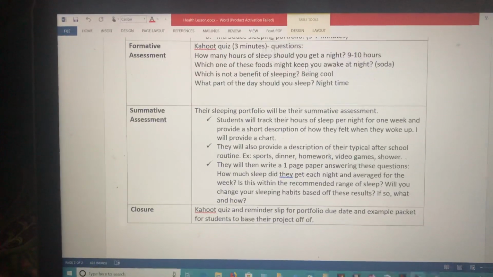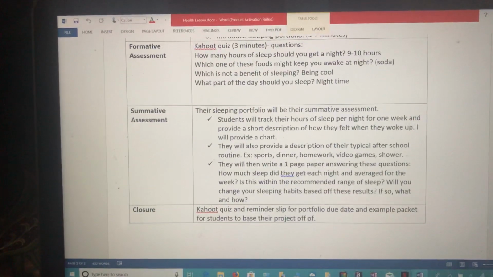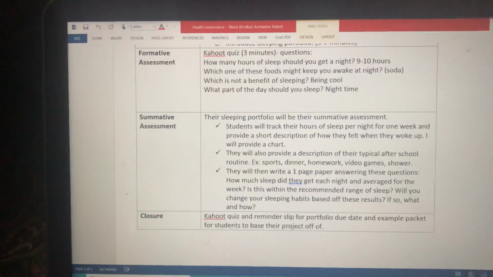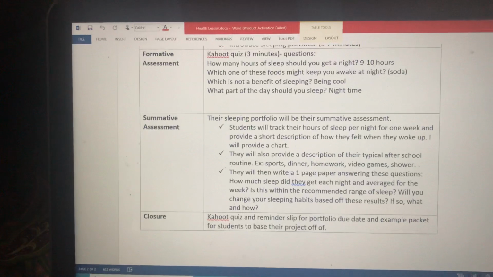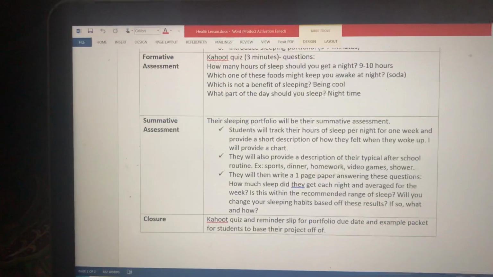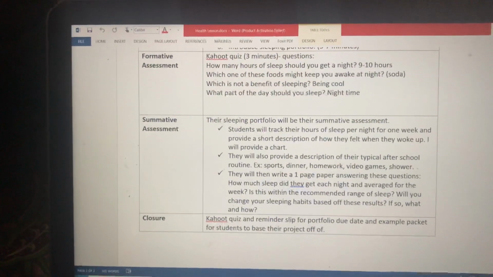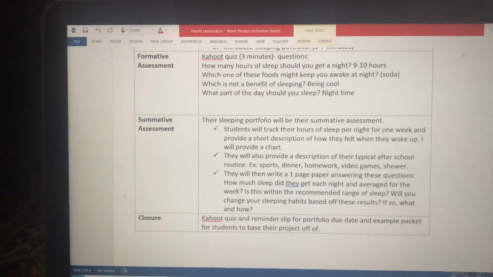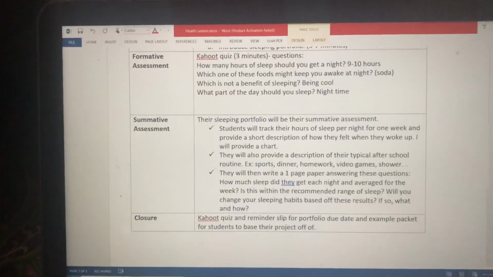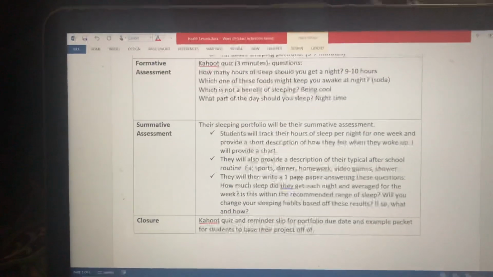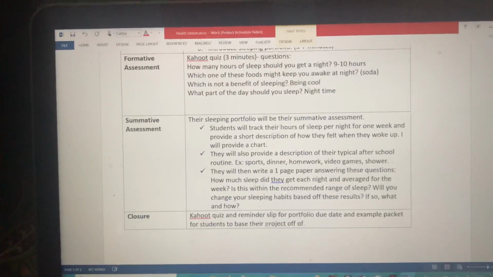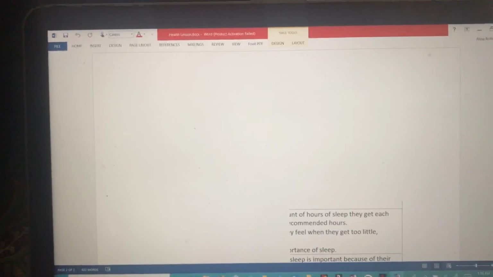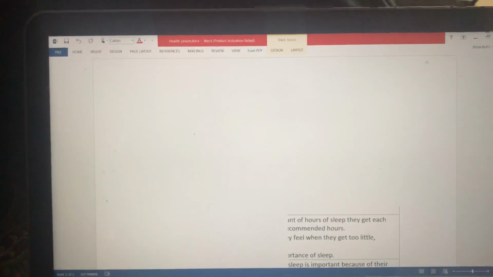And finally, they'll write a 1-page paper answering the following questions: how much sleep did they get each night and on average for the week, and is this within the recommended amount of hour range for sleep for their age, and will you change your sleeping habits based off these results? If so, what are you going to do and how are you going to do it? And that's basically it. And if I didn't mention before, the presentation format that I'm using would be a PowerPoint on the smartboard.